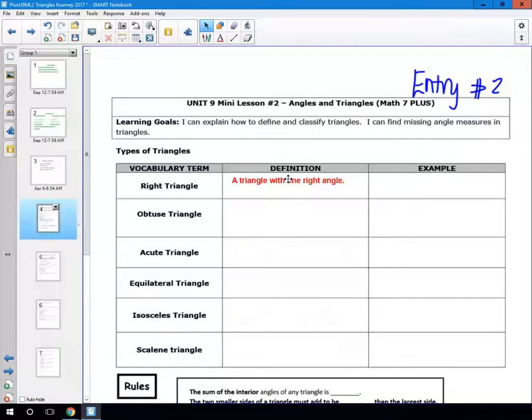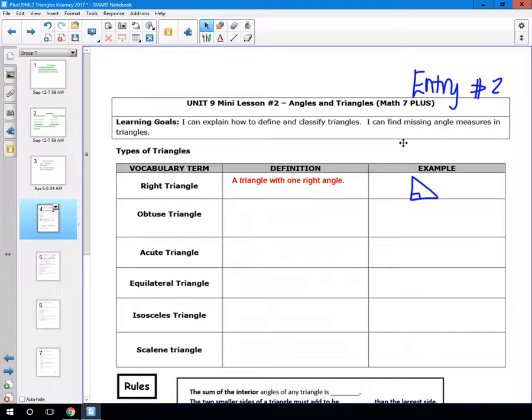There we go. Okay, so Miss Kearney has created it so that you don't have to read my terrible handwriting, and I have tried to type in a few of these definitions. So a right triangle is a triangle with one right angle. So it has just one right angle in it. If we were to draw a picture of that, it would look something similar to that.